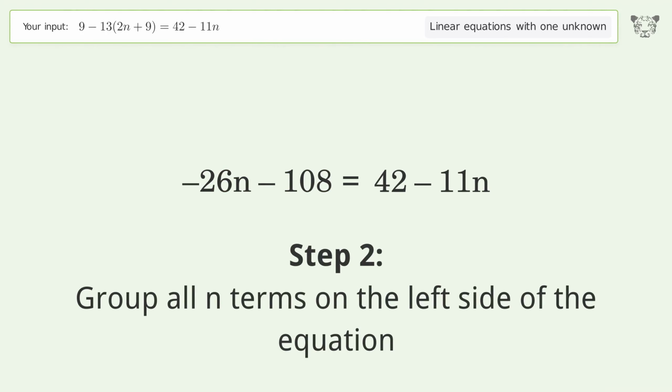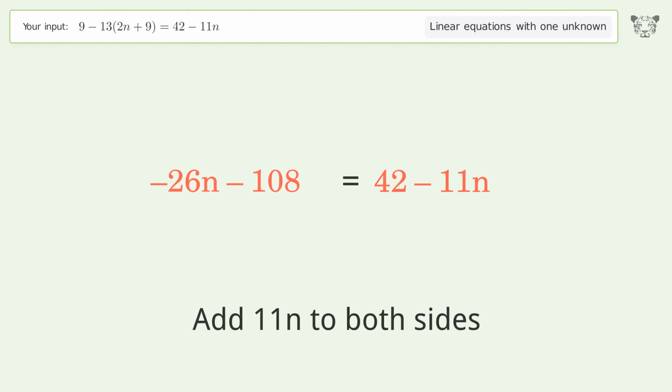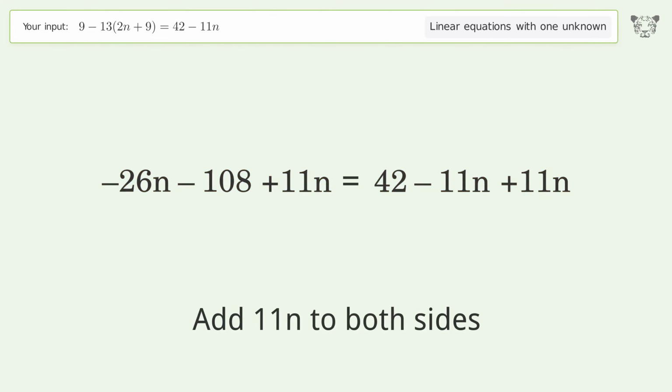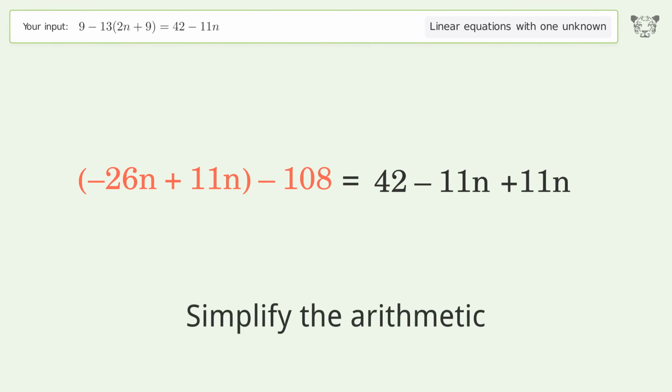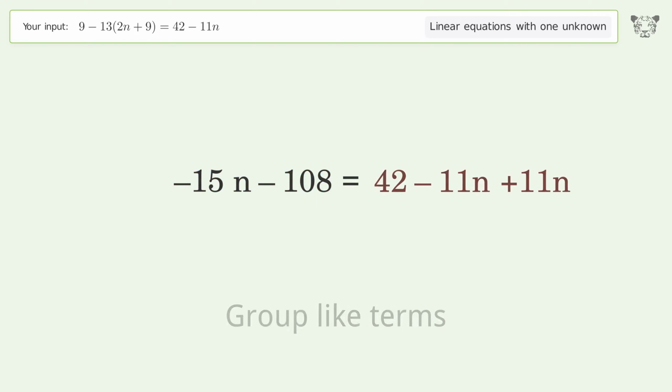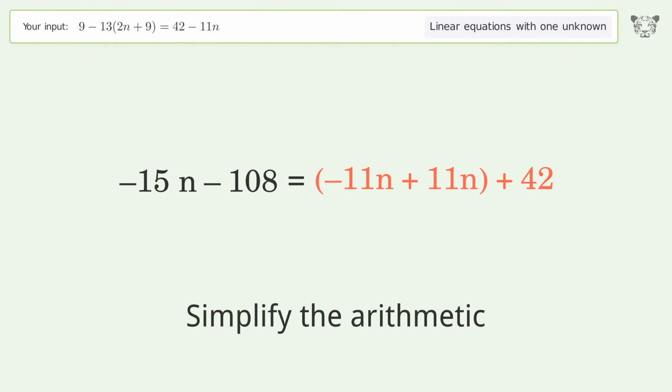Group all n terms on the left side of the equation. Add 11n to both sides. Group like terms. Simplify the arithmetic. Group like terms. Simplify the arithmetic.